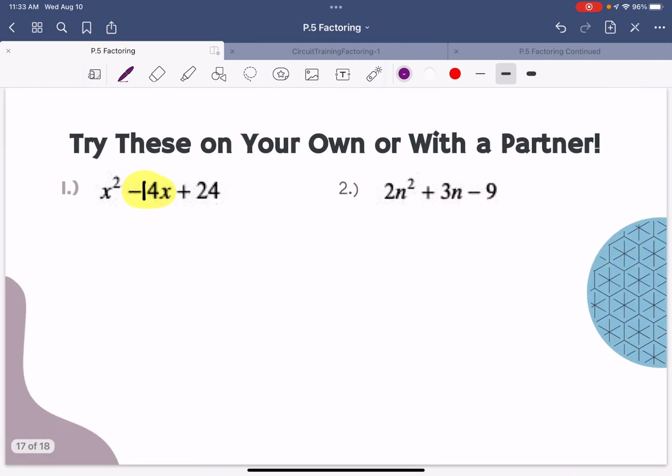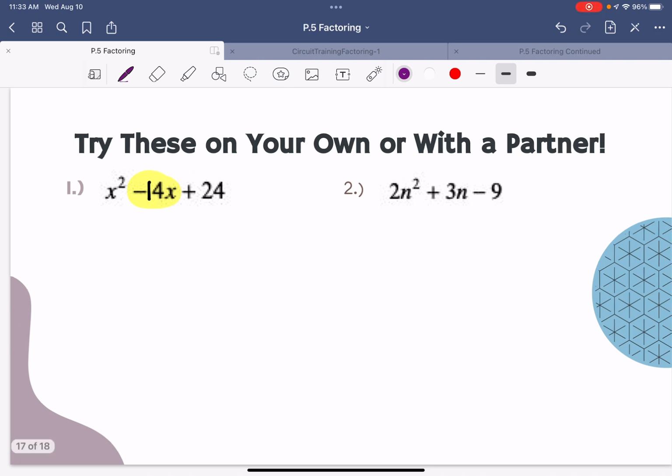All right, we're going to try these on our own. If you downloaded a copy, the reason I have this highlighted right here, the negative 14x, it doesn't mean anything special, but I had a typo, and so it should be negative 14x, not negative 4x. So on your copy, if you've downloaded it, go ahead and change that.